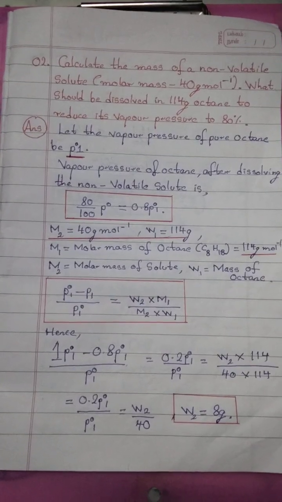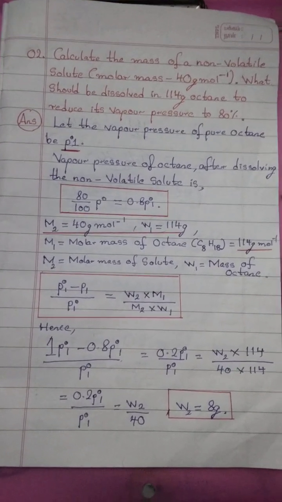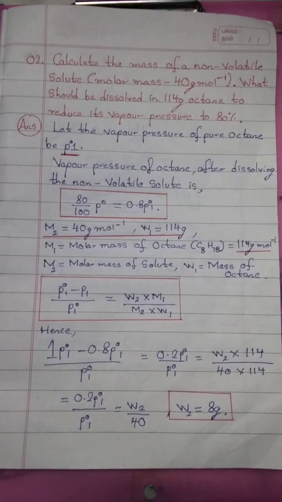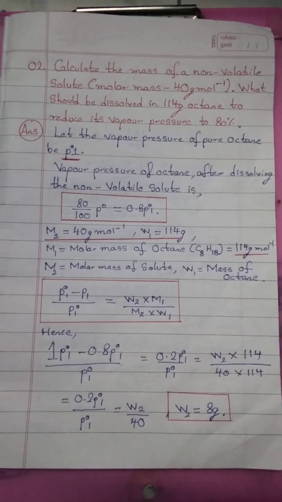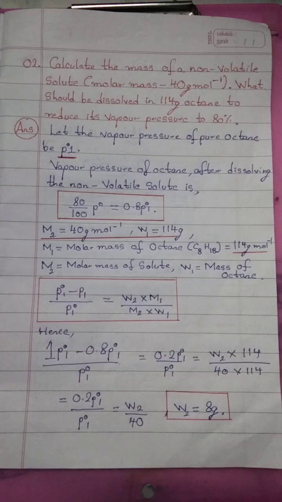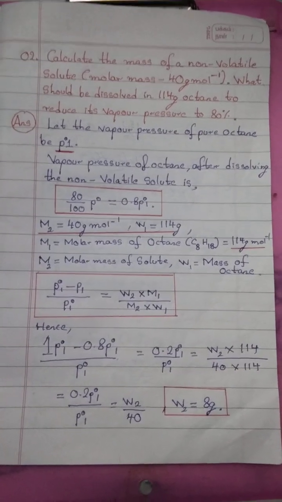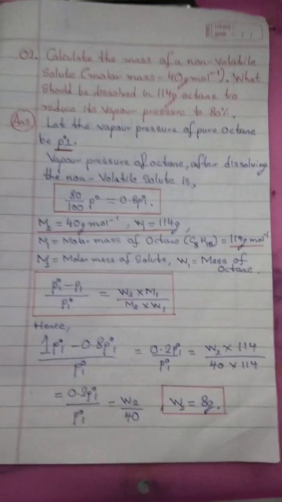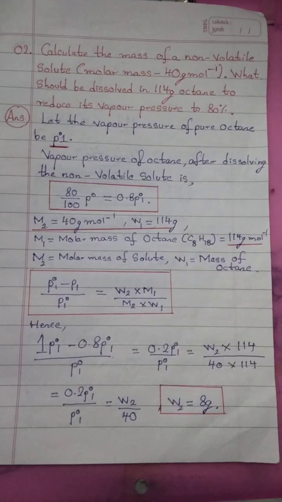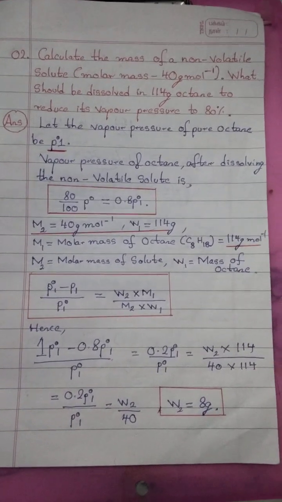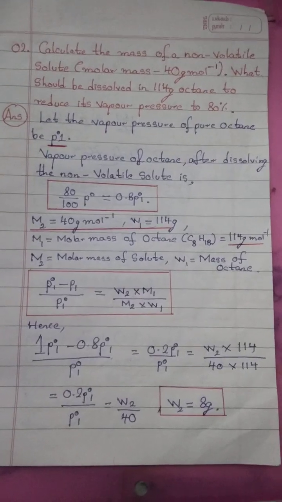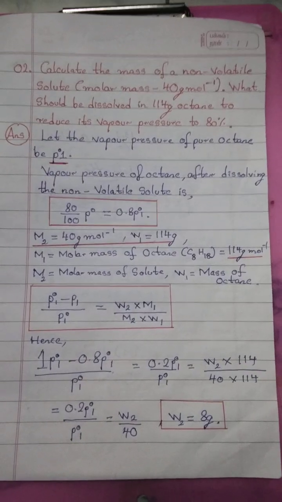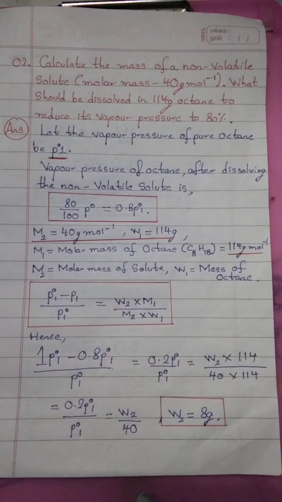We know that P01 we can put as 1 P01 and P1 we get the value 0.8 P01 divided by P01. So, we get a difference of 0.2 P01 divided by P01. We can cancel on the left hand side, and on the right hand side we have W2 into 114 divided by 40 into 114. We can slash off 114. So, W2 divided by 40. W2 refers to mass of the non-volatile solute. Molar mass of non-volatile solute given is 40.